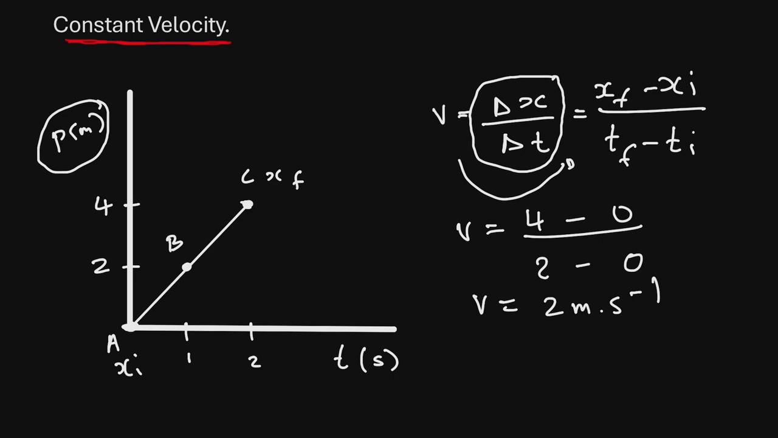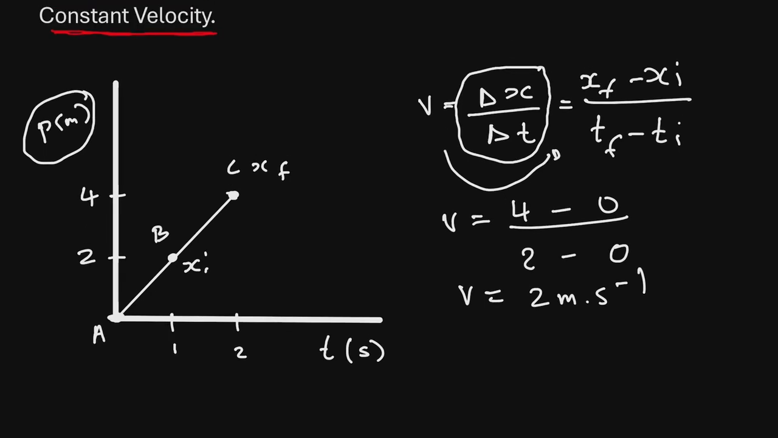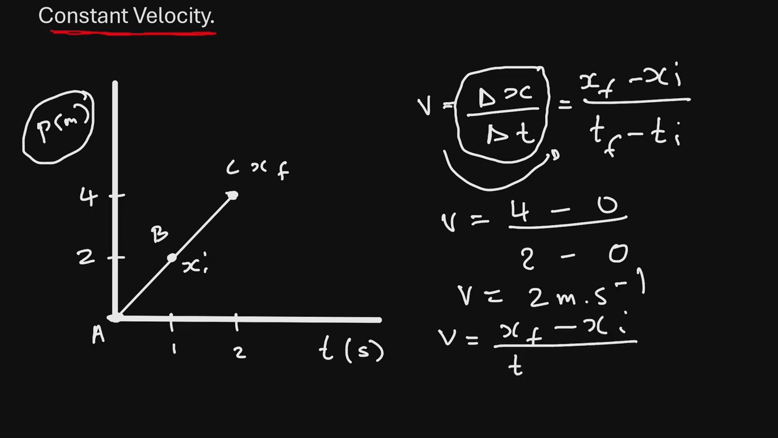So now, it doesn't matter which 2 points you use. Let's say, for example, instead of using point A, we can also use point B and point C. But now we have to identify that, okay, point C is the final, and then point B is the initial. So if you want to calculate the velocity using point B and C, we will say now, okay, velocity is also given as what?